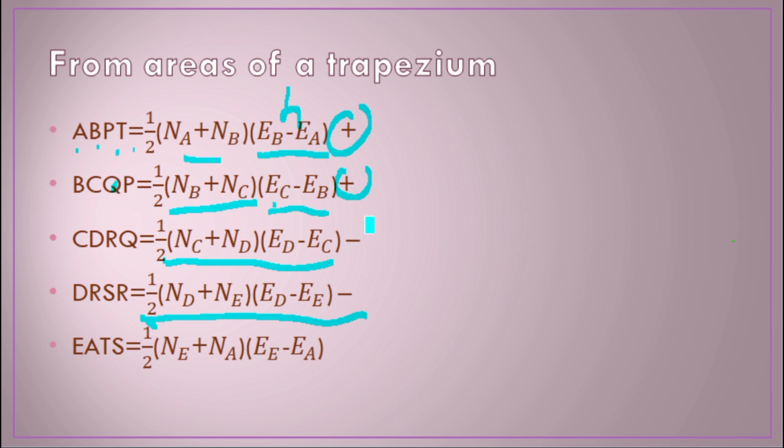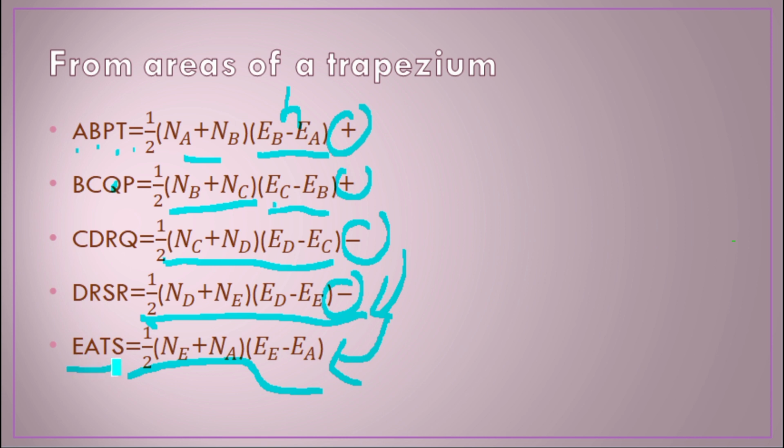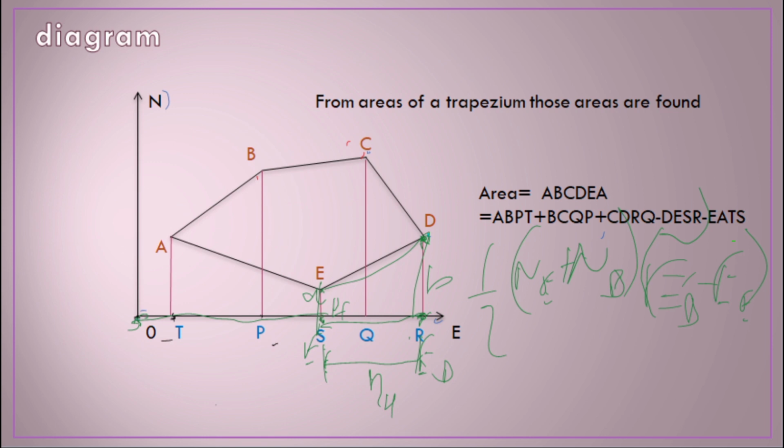And as you can remember, I've told you, these are the subtractions. So we're subtracting this, and we're also subtracting the last part here. So area EATS, this is the last area that we are subtracting from this diagram here.